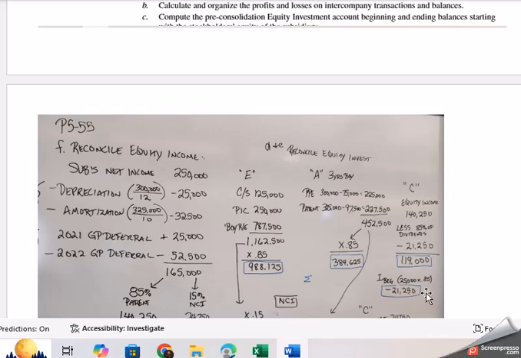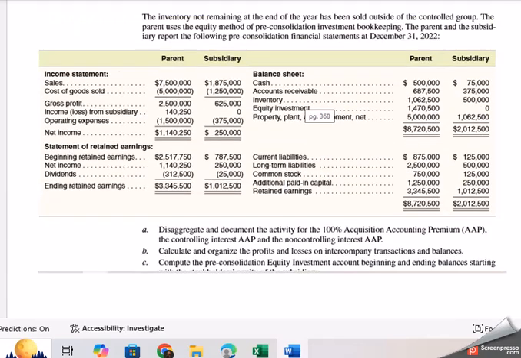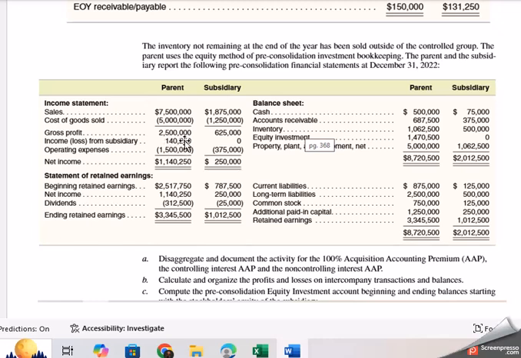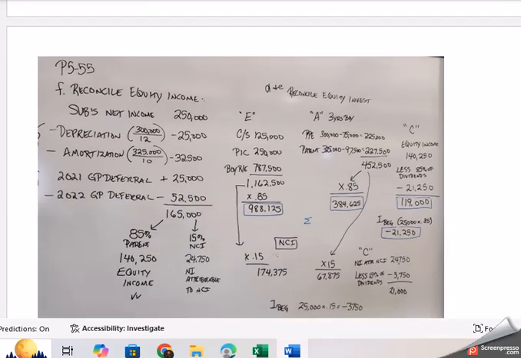Then that gives me 165,000 that I'm going to split based on the percentage owned by the parent and owned by the NCI. And then this 15% that goes to the NCI is going to end up as that line item on my consolidated income statement. And then this ties out to what the parent has. So we'll double check that. 140,250, 140,250. So always do that step and double check it.